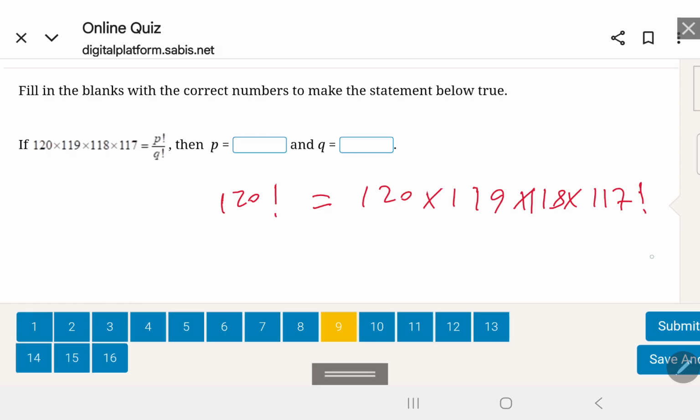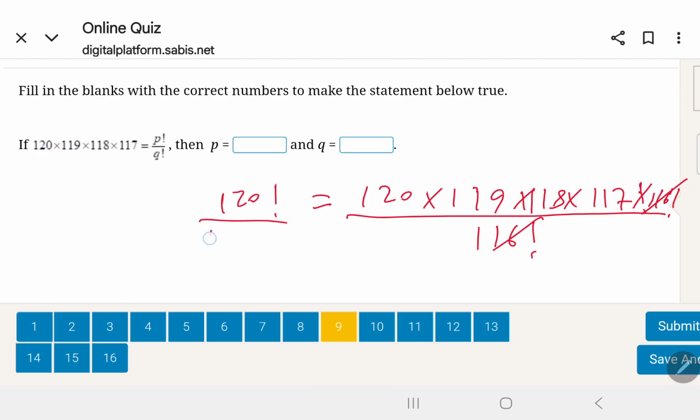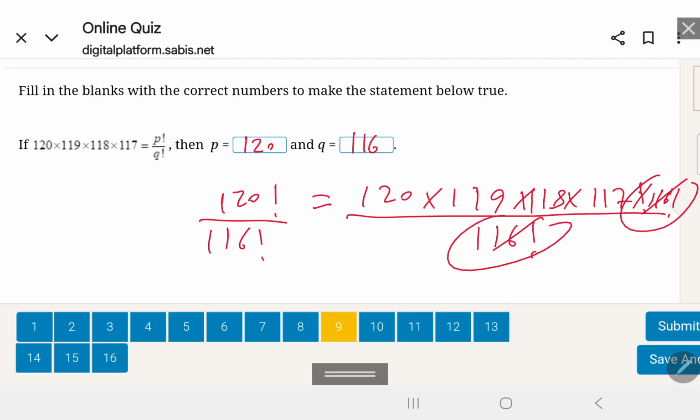Okay, so I can write here factorial, or we can see times 116 factorial. So in order to get only the numerator, we'll divide by 116 factorial so we can cancel this and this. So this means here you have 116 factorial. So P must be 120 and Q is 116. So that if you cancel 116 factorial and 116 factorial here, you get the original result of the left hand side.